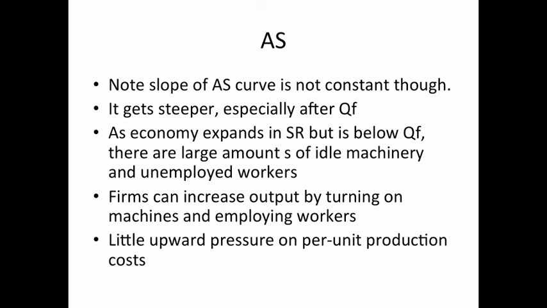Again, as I mentioned, this relationship is not constant. The slope of the aggregate supply curve changes over time. As we're moving to the right, it's getting steeper and steeper and steeper. That increase in the slope picks up, especially after the full employment level of GDP, and there's a reason for that. So let's think about what's happening with this diagram.